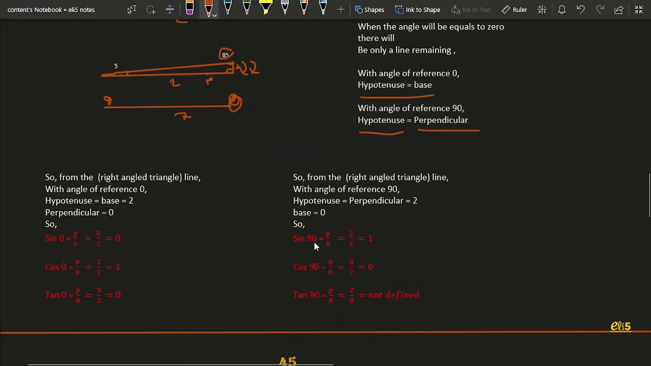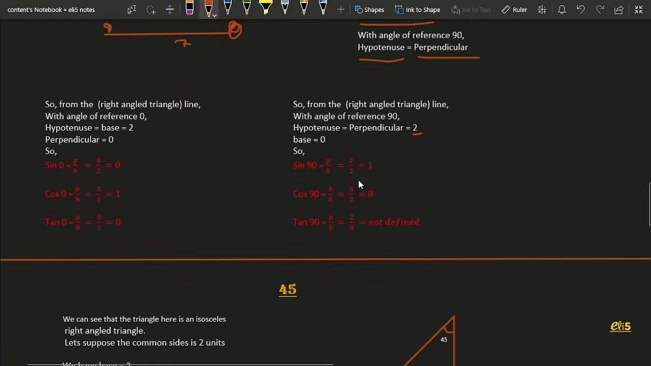So we have sine 90 equals perpendicular by hypotenuse. Perpendicular and hypotenuse are the same, so sine 90 equals 1. Cos 90 equals base by hypotenuse, 0 by 2 equals 0. Tan 90 equals perpendicular by base, perpendicular is 2, base is 0, so 2 by 0. 0 how many times equals 2? So that is not defined. It is not possible.